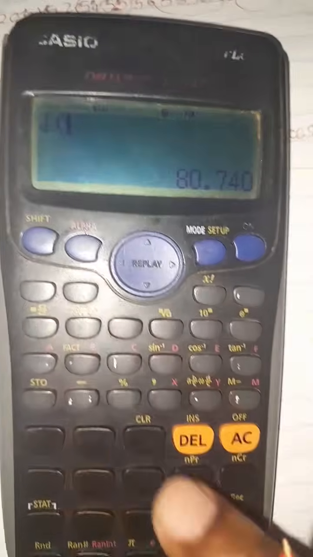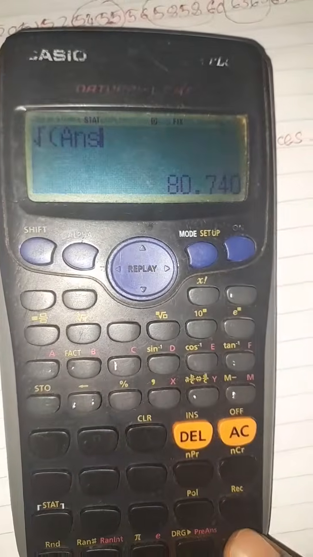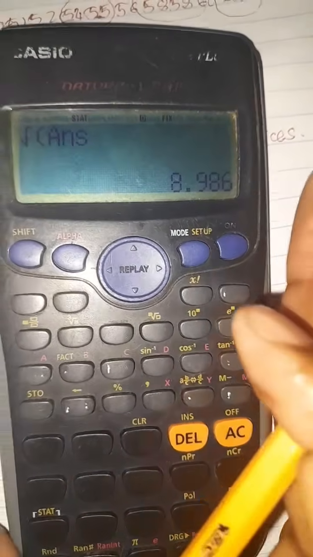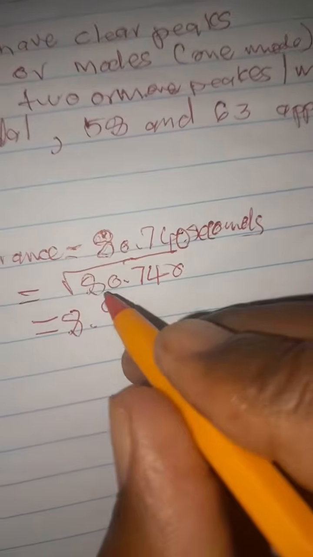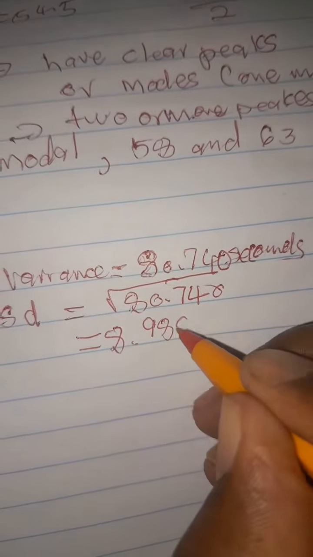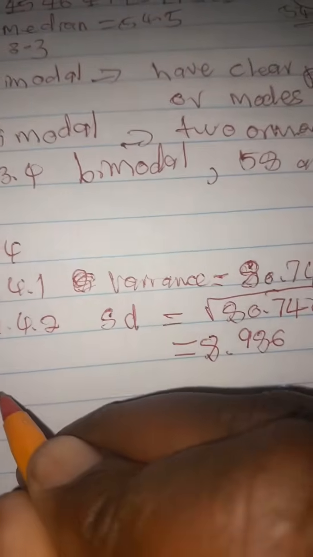So we take the answer that we've calculated there. It's 8,986. So the standard deviation is 8,986. That's the standard deviation at 2.4.2. Interesting.